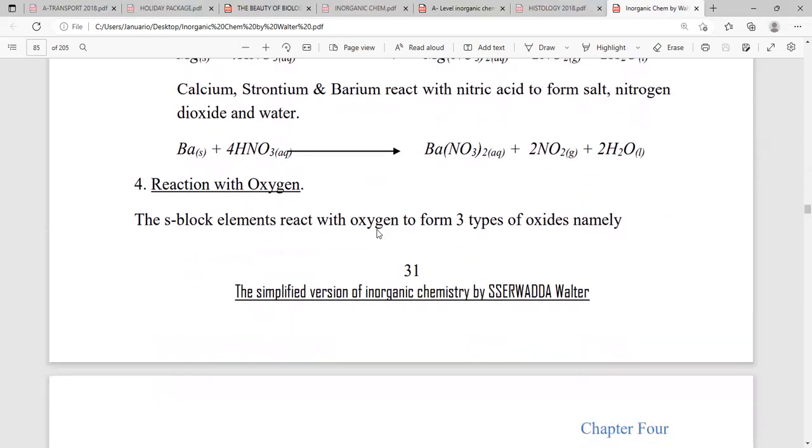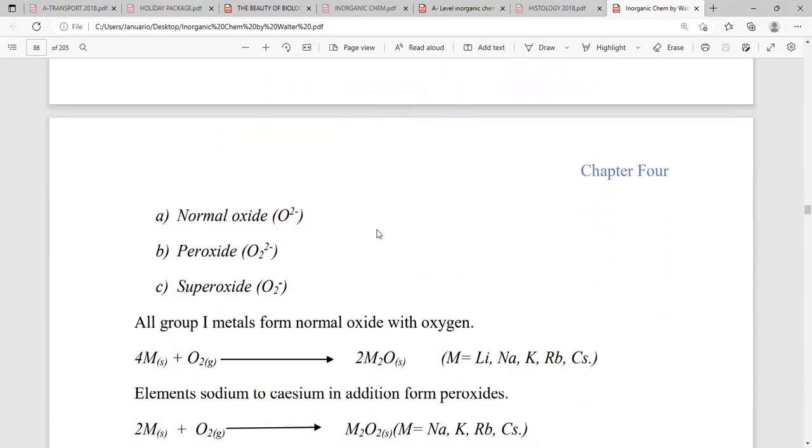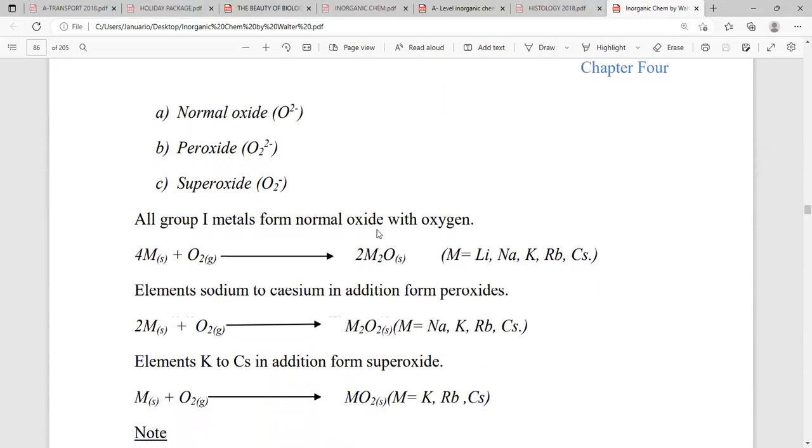Reactions with oxygen. The s-block elements react with oxygen to form three types of oxides. We have the normal oxides, the peroxides, and superoxides. You are looking at the charge on the oxide, the peroxide, and the superoxide. All group 1 metals form the normal oxide with oxygen. As shown below, M can be lithium, sodium, potassium, rubidium, and cesium. The elements from sodium to cesium, in addition, form peroxides. All form normal oxides.